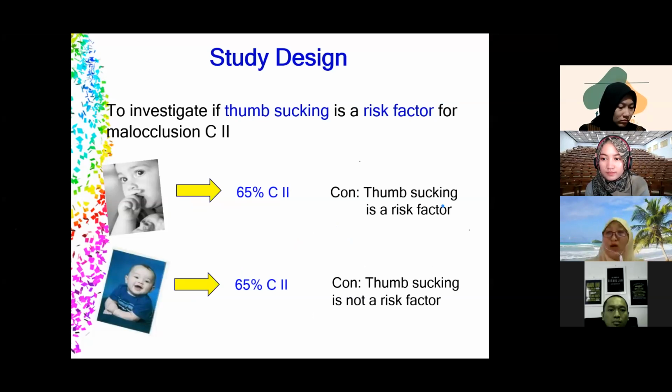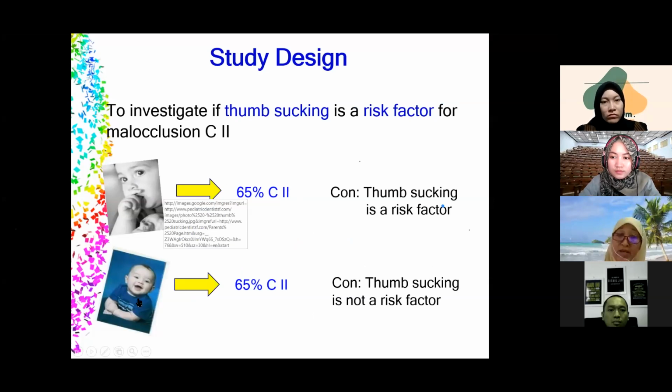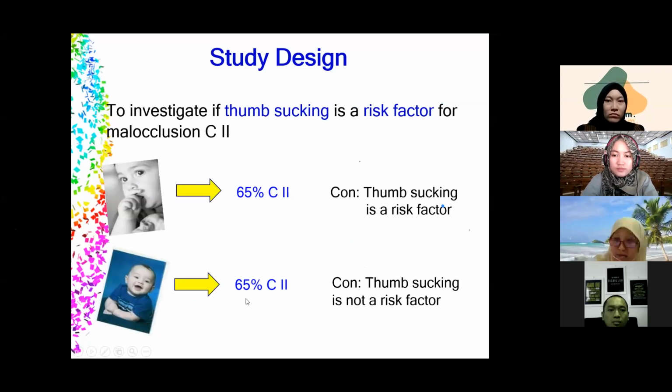Baru boleh buat conclusion. It will only become a risk factor, thumb sucking is a risk factor, kalau prevalence-nya lebih di kalangan kanak-kanak yang thumb sucking compared to yang tidak thumb sucking. Katakan di sini hanya 20% saja class 2 yang without the thumb sucking habit, the children only 20% class 2. Then only can you conclude thumb sucking is a risk factor because more class 2 among the children with thumb sucking habit. Jadi kita boleh lihat study design-nya ini apa.